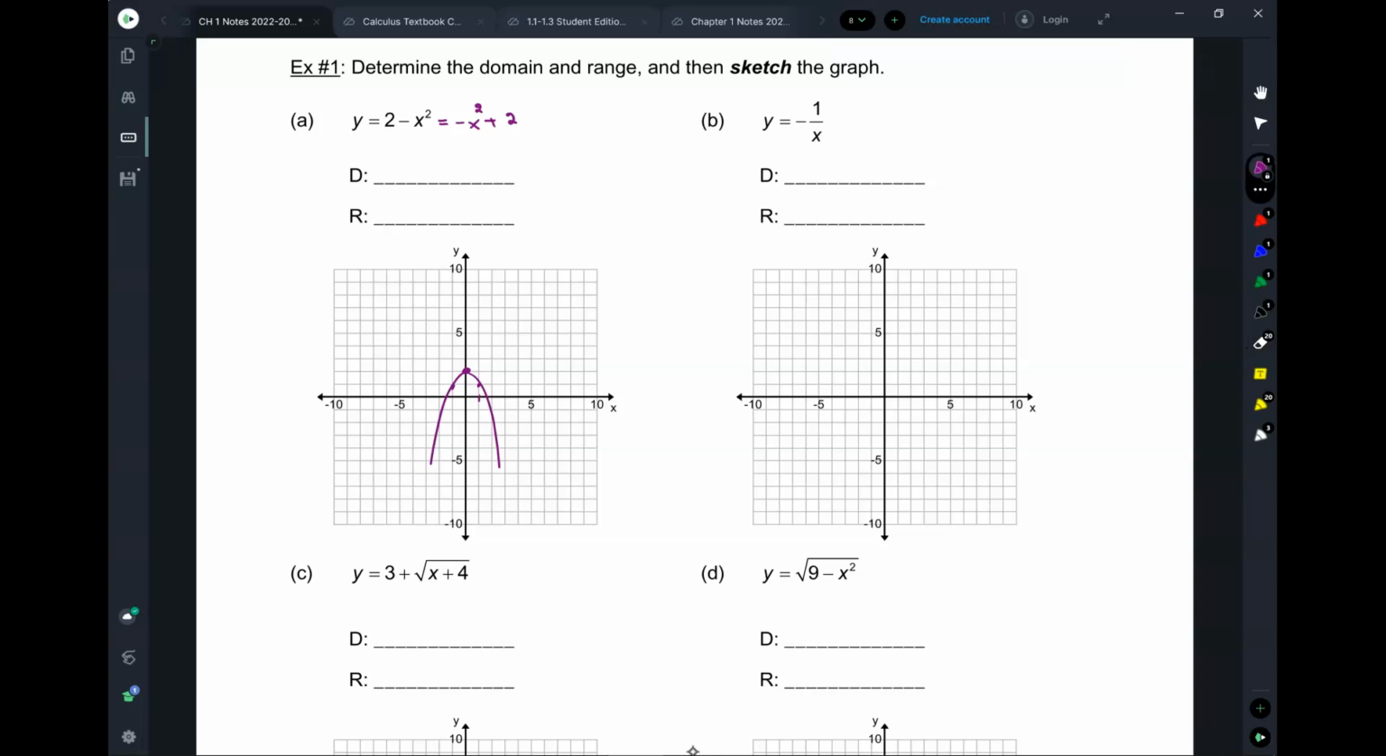You said put 1 in x? Yes. We know that this is the vertex, and then I just put in, for example, x equals 1. I put it in the equation, and that gave me y equals 1, and then I mirrored it. Okay, let's talk about domain.